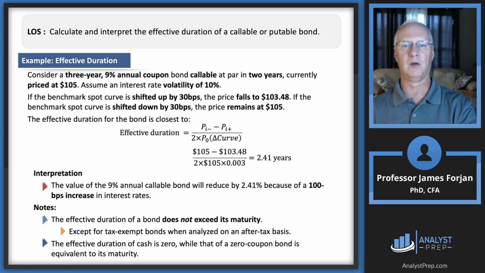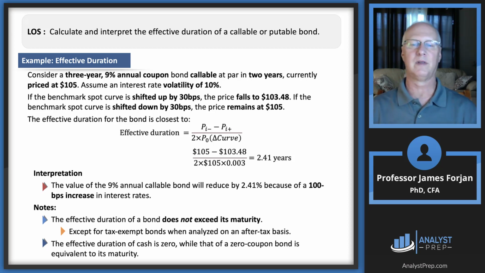So 105 minus 103.48, what's that? That's about $1.50, right? Divide by 2 times the 105 times the change. So that's important. Make sure you use the decimal form in the denominator. So that's 0.003. So that gives us an effective duration of 2.41 years. So 3-year bond, effective duration of 2.41 years.